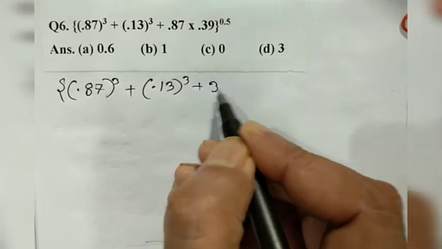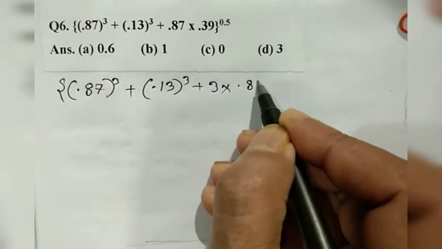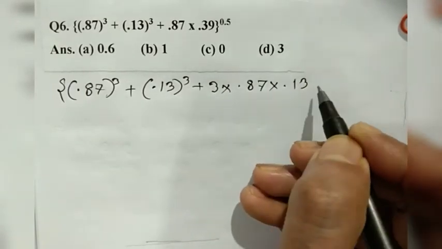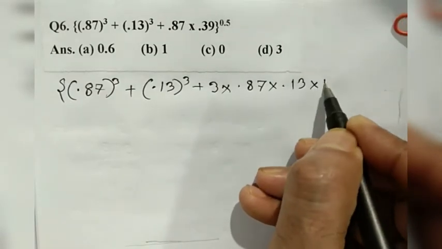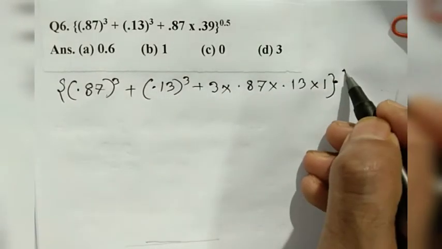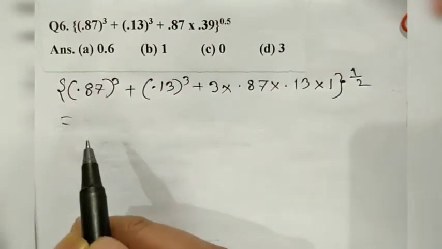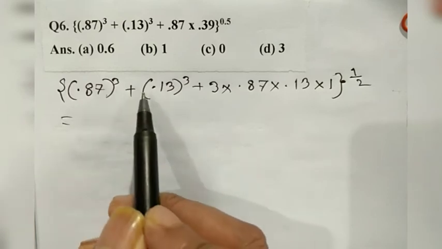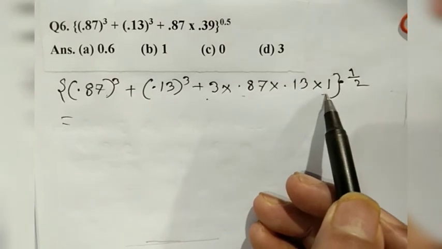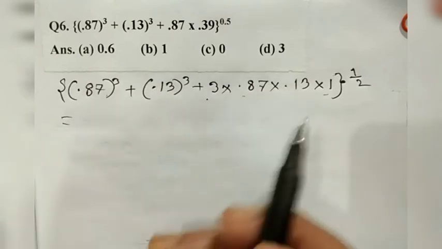Then we can write 3 into A, 0.87, into B, 0.13, whole power 0.5, means 1 by 2. The formula is A cube plus B cube plus 3AB into A plus B. A plus B equal to 0.87 plus 0.13 equal to 1.